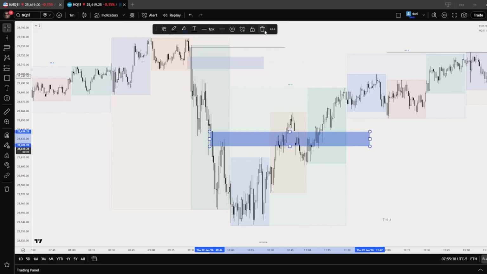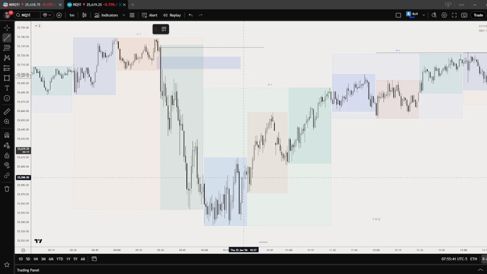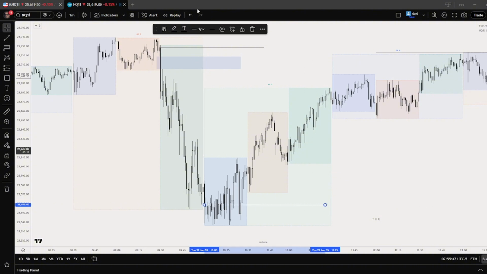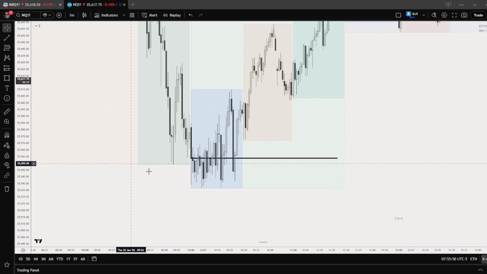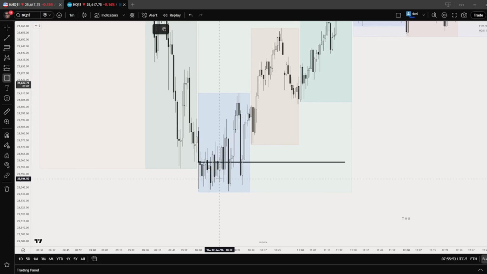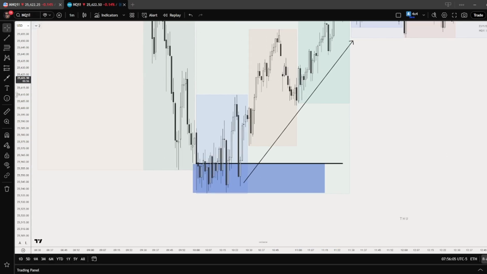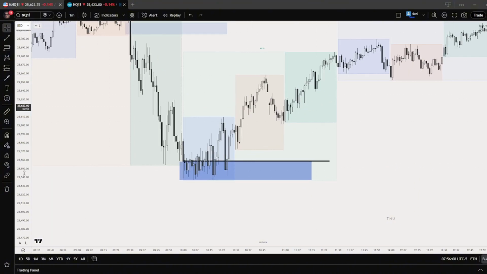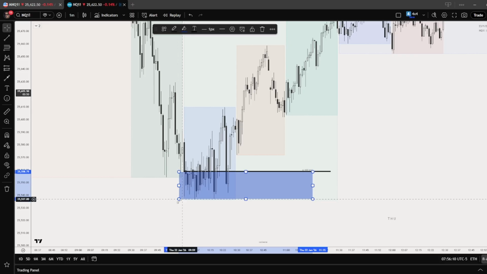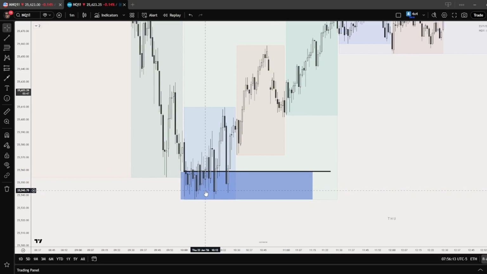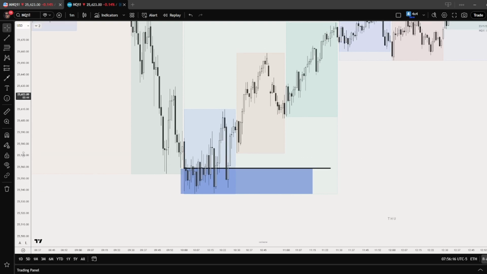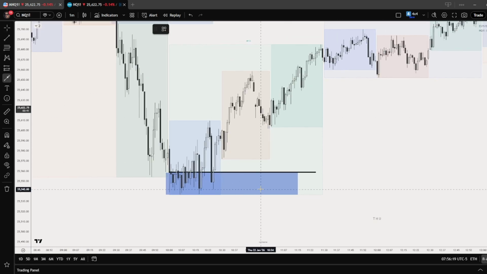Then 8 a.m. open, also a very crucial time factor level. This is 10 a.m. open. Take a look how we manipulated below 10 a.m. open, and after it we distributed towards higher prices. So smart money was accumulating long orders in that area below the 10 a.m. open because higher prices were next.